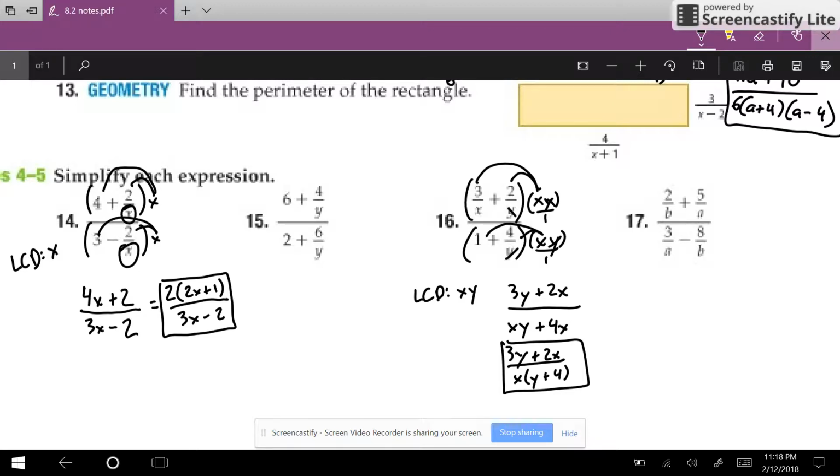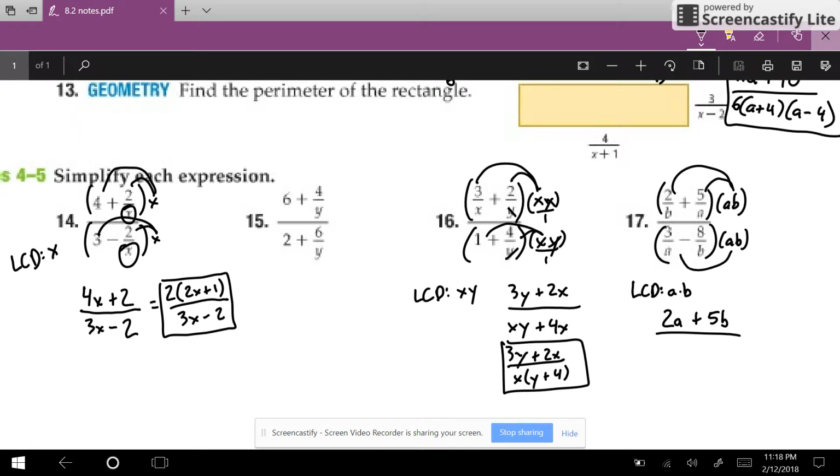We'll do one last one, question number 17 here. It's a little hard to read, but I think this is an a, so I have a b and an a, and in the denominator, an a and a b also. So nothing has exponents, so that's what I'm going to multiply by. Distribute. When you distribute to the first fraction, the b's will cancel, leaving you with 2 times a. The second fraction, the a's will cancel, leaving you with 5 times b.